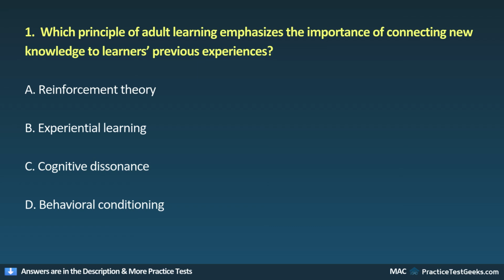1. Which principle of adult learning emphasizes the importance of connecting new knowledge to learners' previous experiences? A. Reinforcement theory. B. Experiential learning. C. Cognitive dissonance. D. Behavioral conditioning.